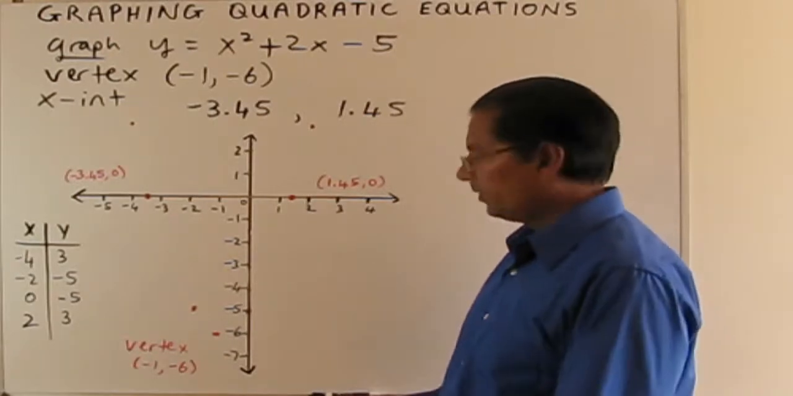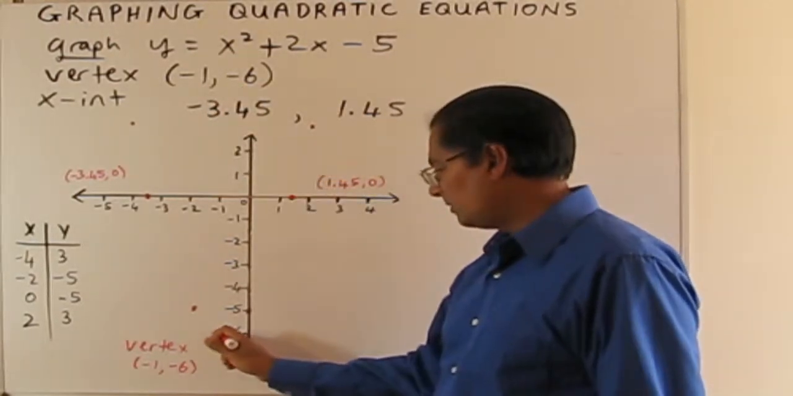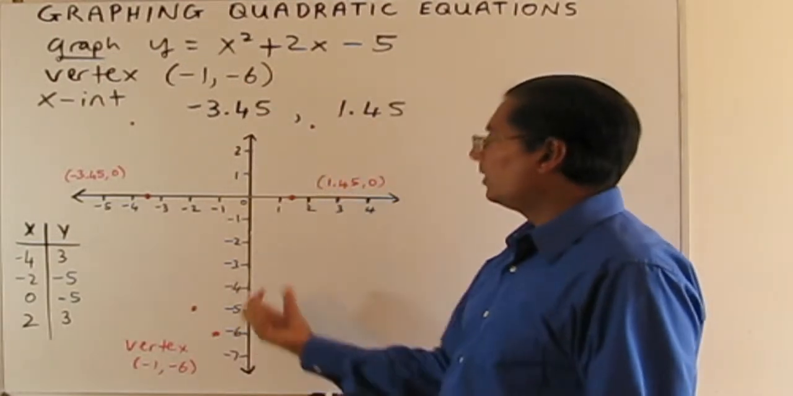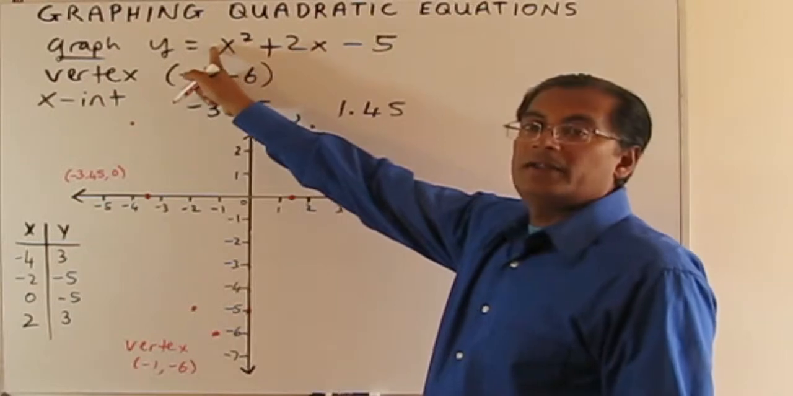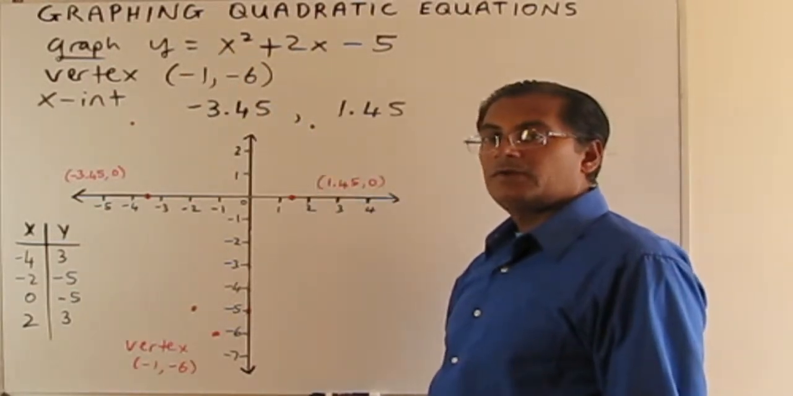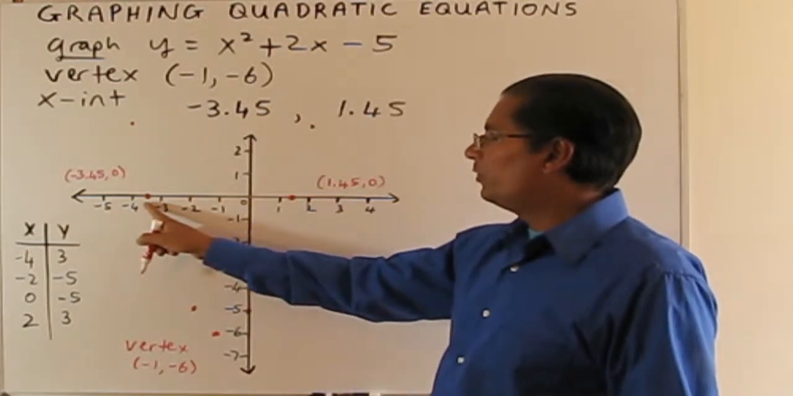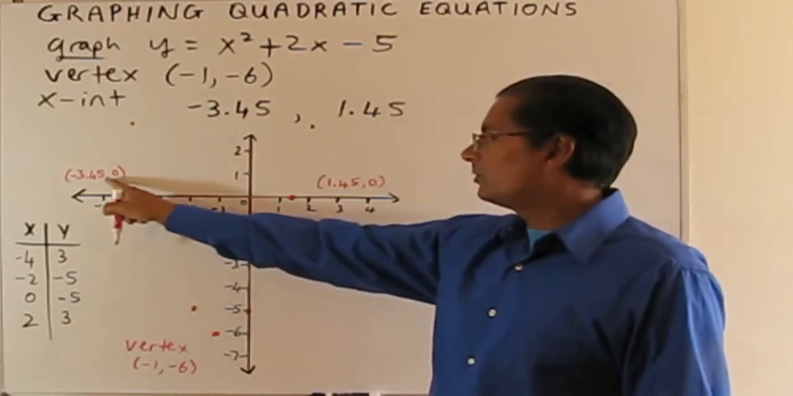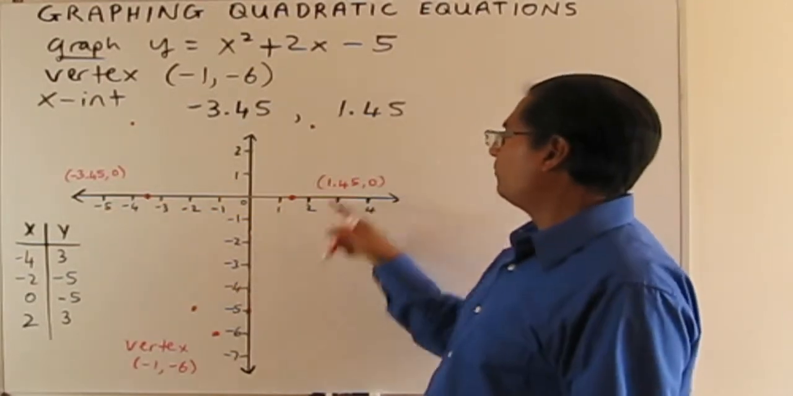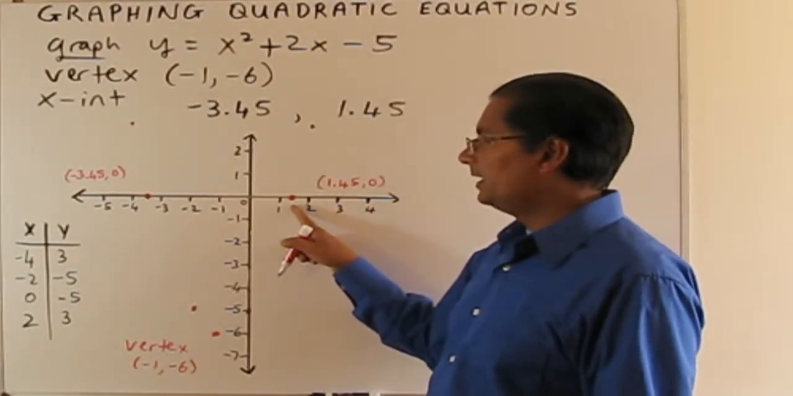The main points we're looking at were the vertex, negative 1, negative 6, which is right here. It opens upwards because a is greater than 0. A is 1, so a is greater than 0, and the parabola opens upwards. Our x-intercepts are at negative 3.45, approximately here. That's the coordinate point negative 3.45, 0. Then 1.45, so the coordinate point is 1.45, 0, approximately here.